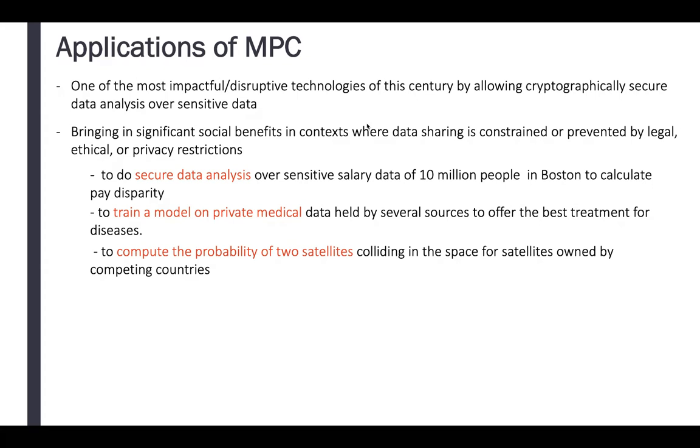the countries are interested in knowing if the satellites would be colliding with each other or not, because building satellites is extremely expensive, and therefore they have the joint interest of saving their satellites from collision. Again, we can use MPC so the countries can use their own private orbital information of the satellites as their private input, to a function which can compute the probability of collision.